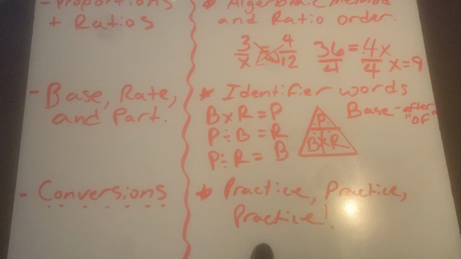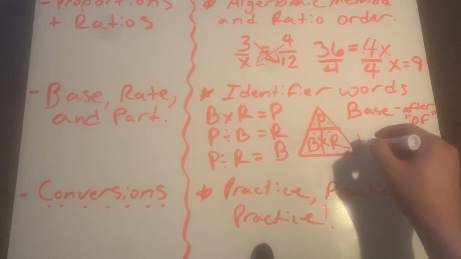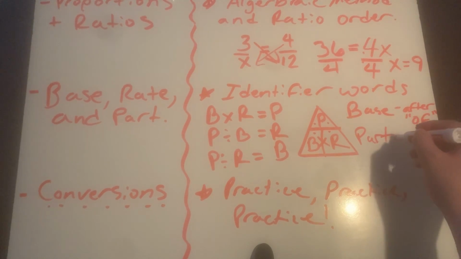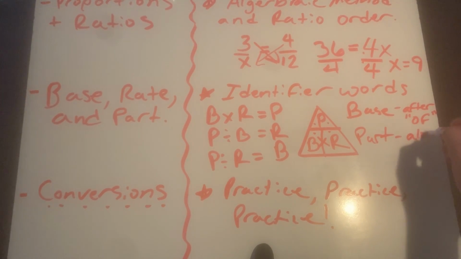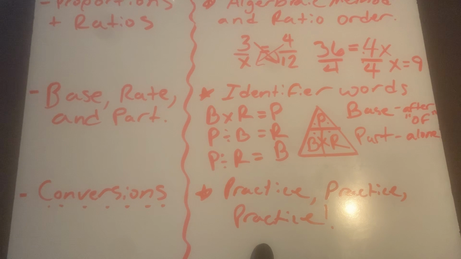Part is not going to have "of," and it's not going to have a percent. So part is alone. So it's always going to be out on its own, isolated. It's not going to have the word of before it or the percent sign after it. So part, we just put is alone. It has no identifier words with it, okay? So base is your total and part is the piece of that total.